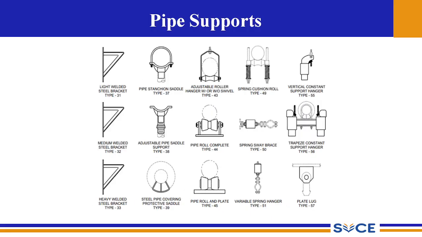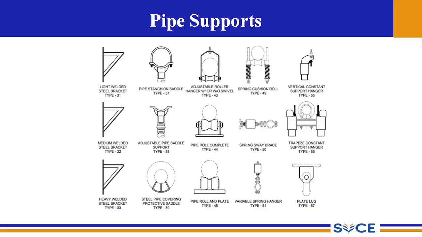The type 55 is the vertical constant support hanger. A vertical constant support hanger is a single spring coil working in conjunction with some counterbalancing mechanisms to support the gravity load, which are subjected to vertical thermal movements. This device will produce a constant load when the piping is moving from the cold position to hot position. And this type of constant hanger has a spring coil in the vertical position, and it will support the pipe from above.